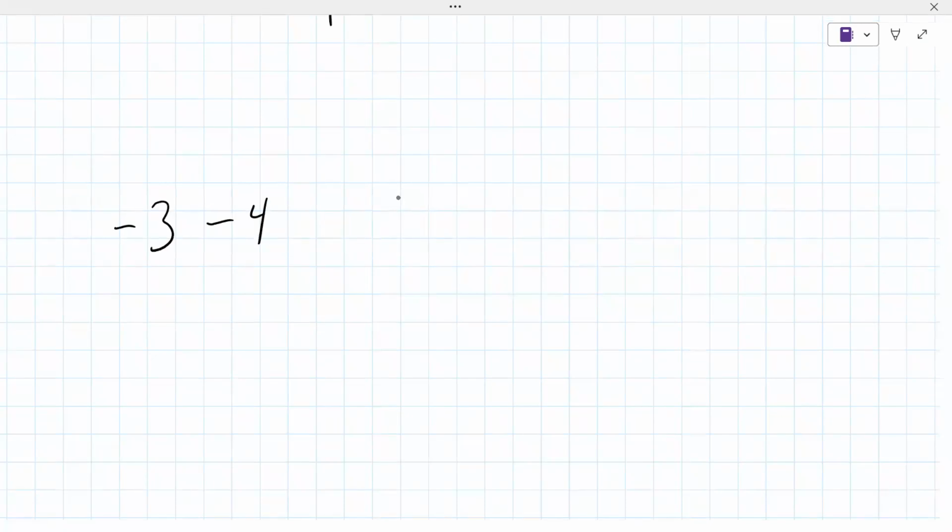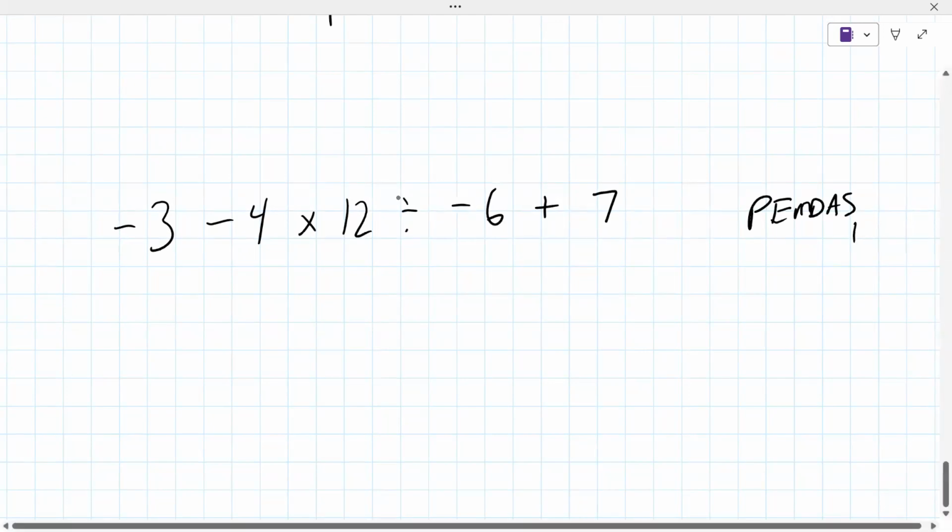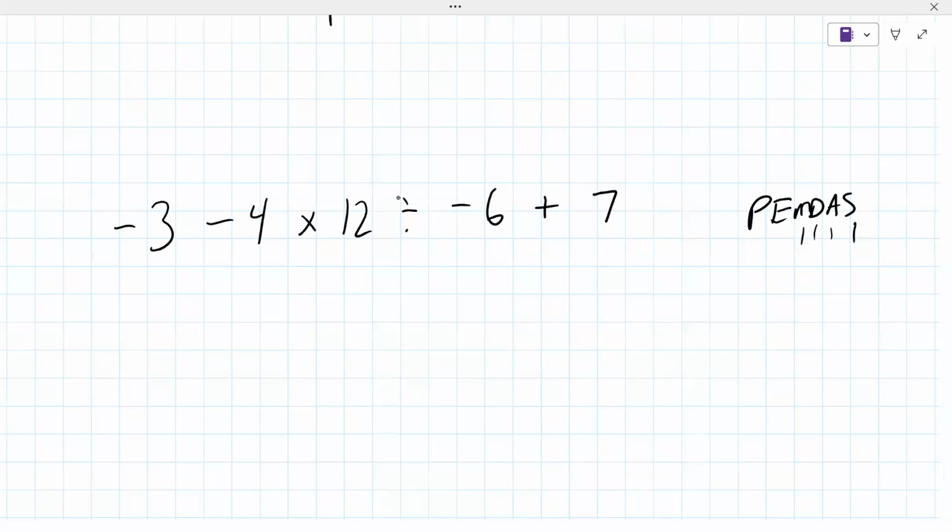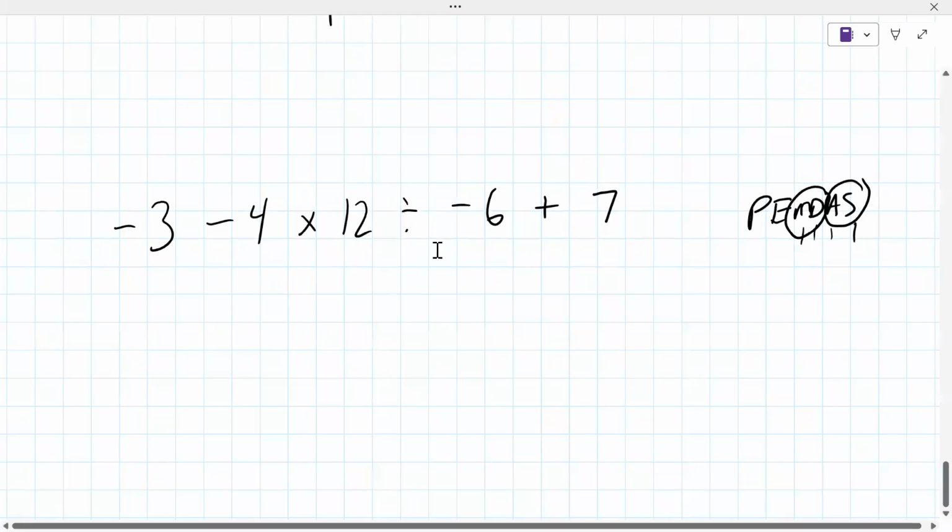-3 minus 4 times 12 divided by -6 plus 7. Tell me what math operations you see. I see multiplication, division, addition, and subtraction. Multiplication and division are also grouped together. So if you see multiplication and division, you do them left to right. Which one do you see first in here?